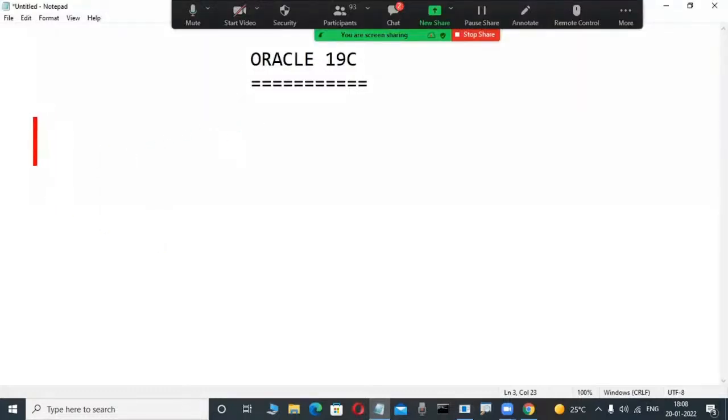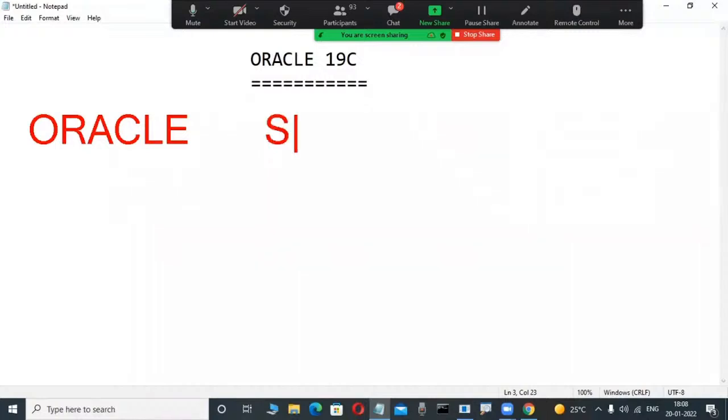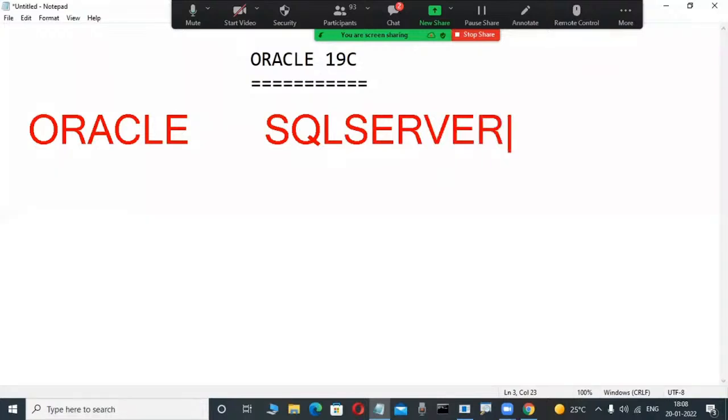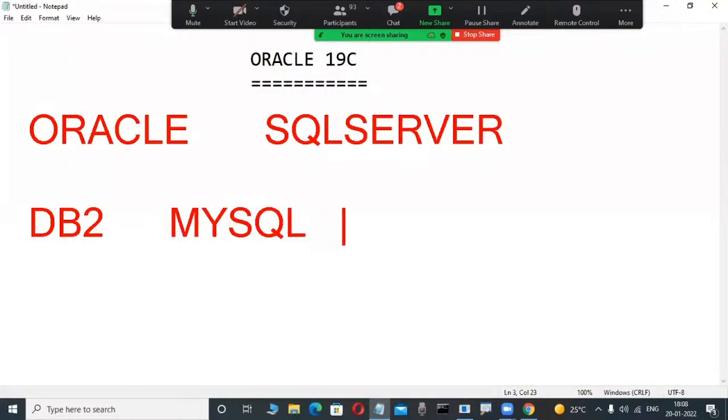Not only Oracle, so many database products are available on the software side. Oracle is a database product from Oracle Corporation. Observe here, different companies. SQL Server is a database product from Microsoft. DB2 is a database product from IBM. MySQL is an open source database product, but nowadays Oracle Corporation is purchasing it.